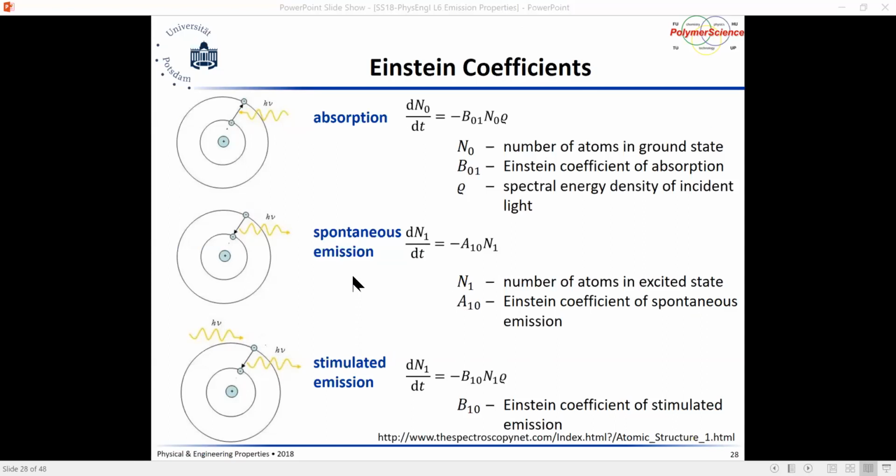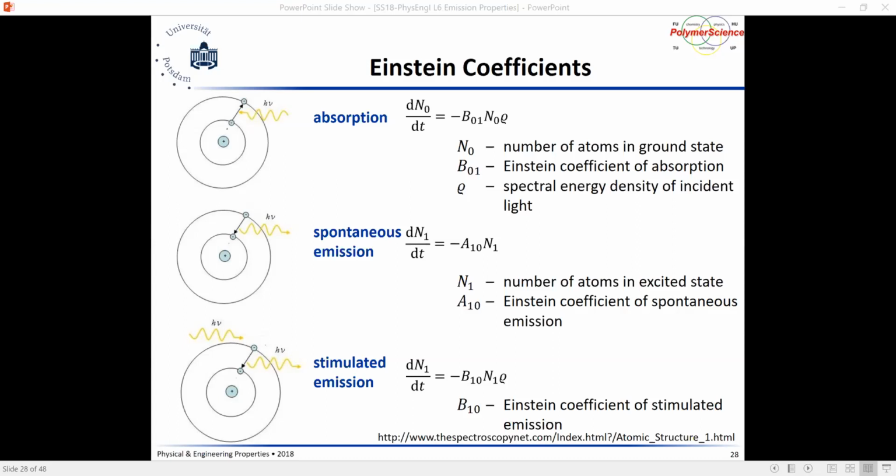And the events can either be absorption, emission, i.e. spontaneous emission, or stimulated emission, when light interacts with an atom or a molecule. For spontaneous emission, we use the coefficient A, and for absorption and stimulated emission, we use coefficient B.